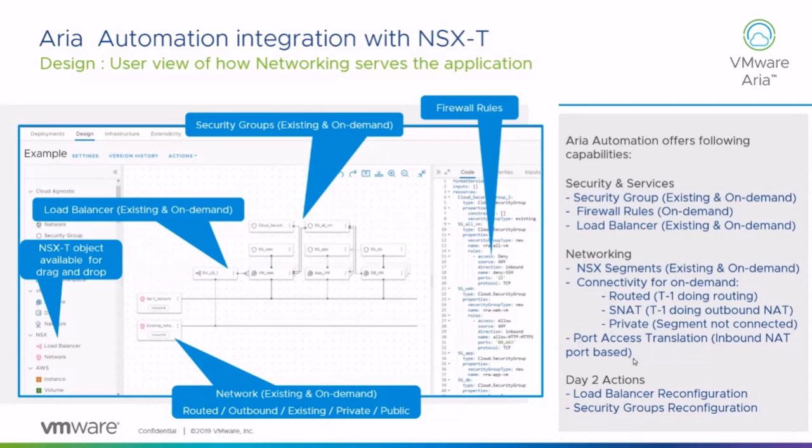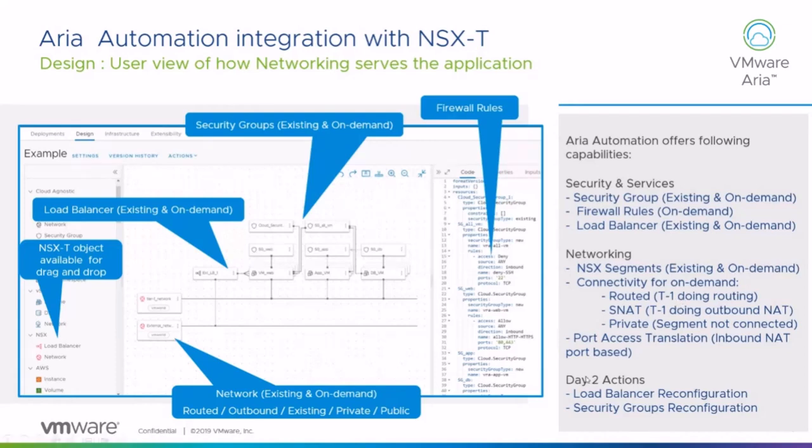And this is the communication is only between the workloads on that specific segment. We also have port access translation, and that's inbound NAT port based. And you're able to actually create NATing rules that allows you to do inbound NAT or destination NAT, that is, behind the T1, if you would, to access certain workloads behind the T1, if you need to.